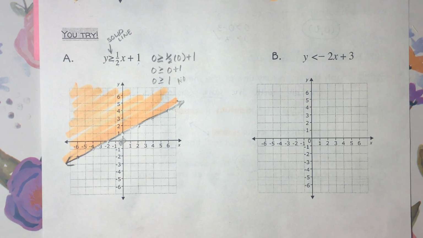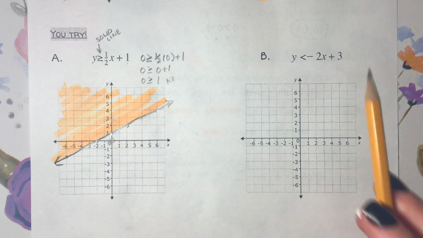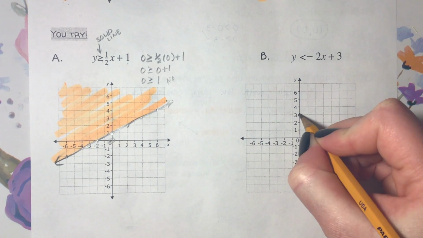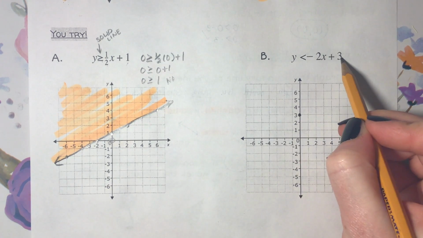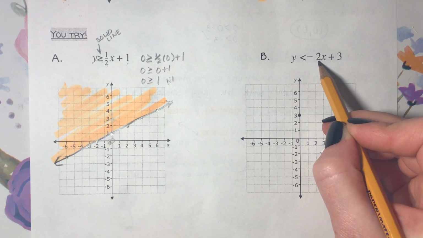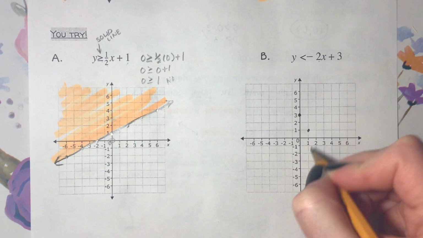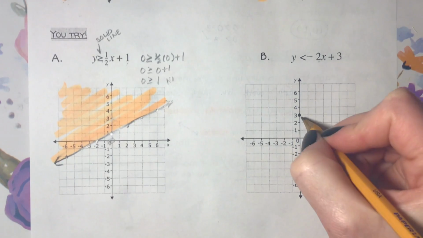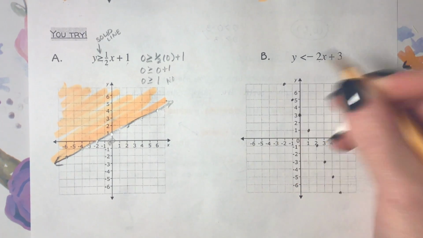Okay, we have one more inequality to graph. We have y is less than negative 2x plus 3. I'm going to go up to the 3. That's my y-intercept. And then I have my slope of negative 2, so down 2 over 1, down 2 over 1, down 2 over 1, down 2 over 1. And I can fill that in all the way.